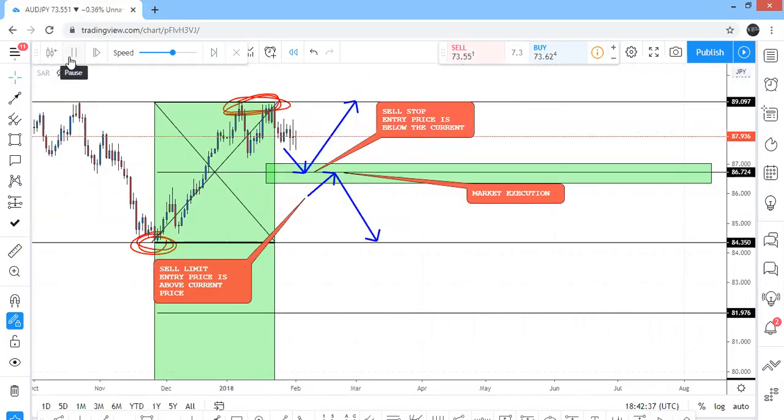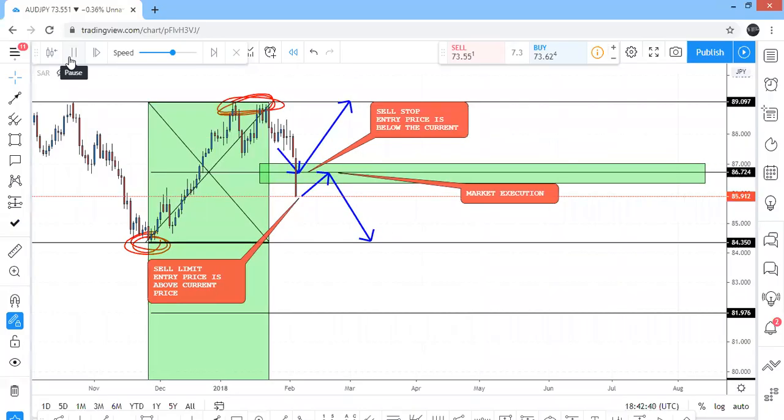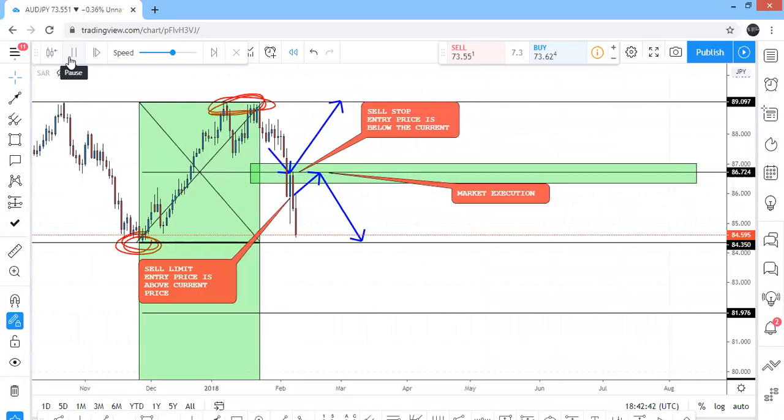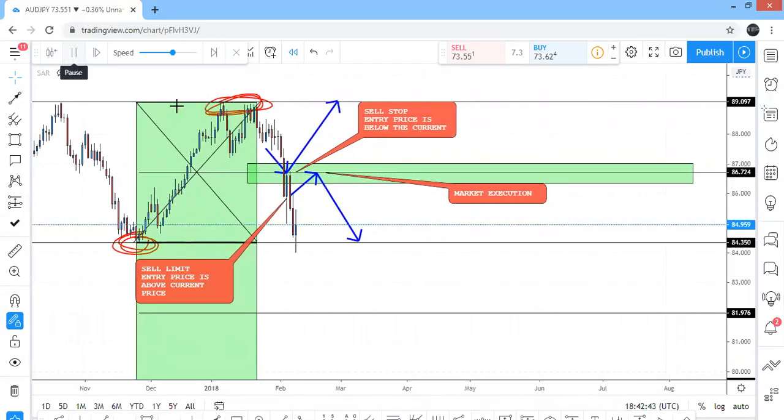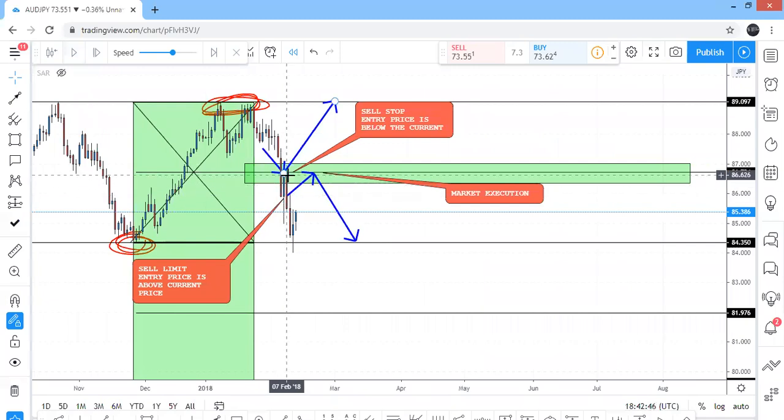So let's look and see what had happened. Either way, all traders would have been correct in this example. Bang. You saw that there was a break. You saw that there was a retest of the market. Those who selected sell stop would have won. Those who would have selected sell limit would have won. Those who would have selected market execution would have won. It just depends on your personality.